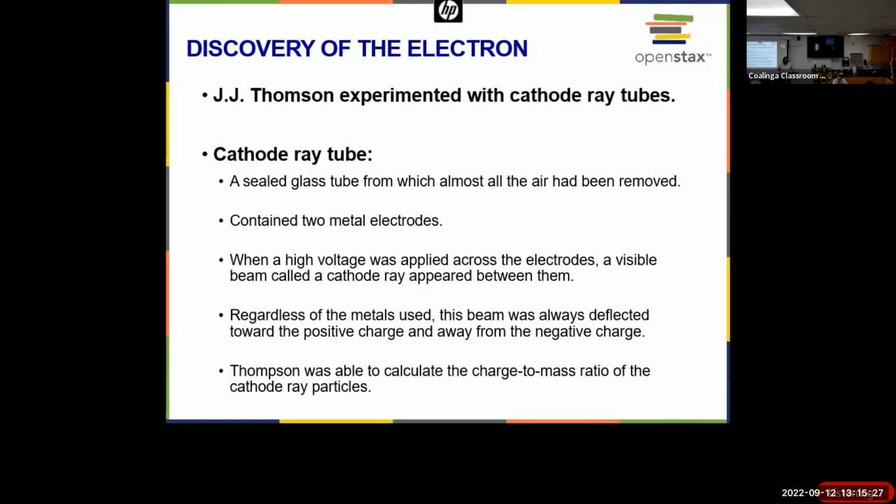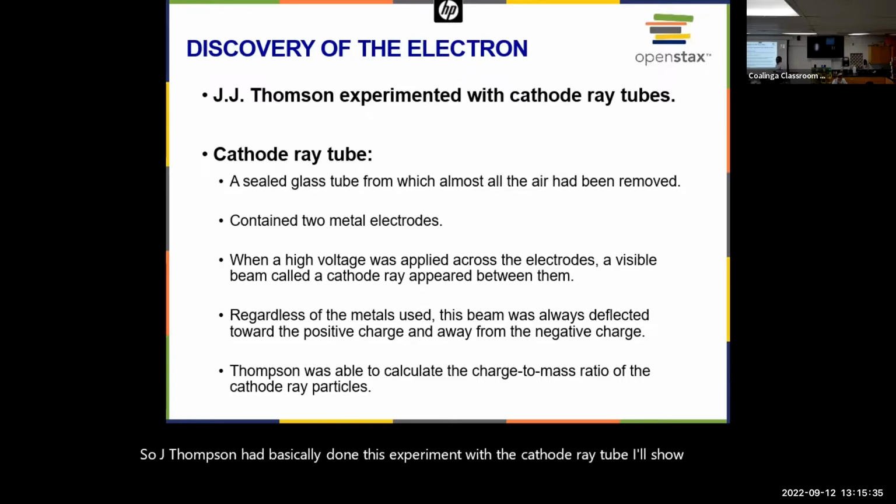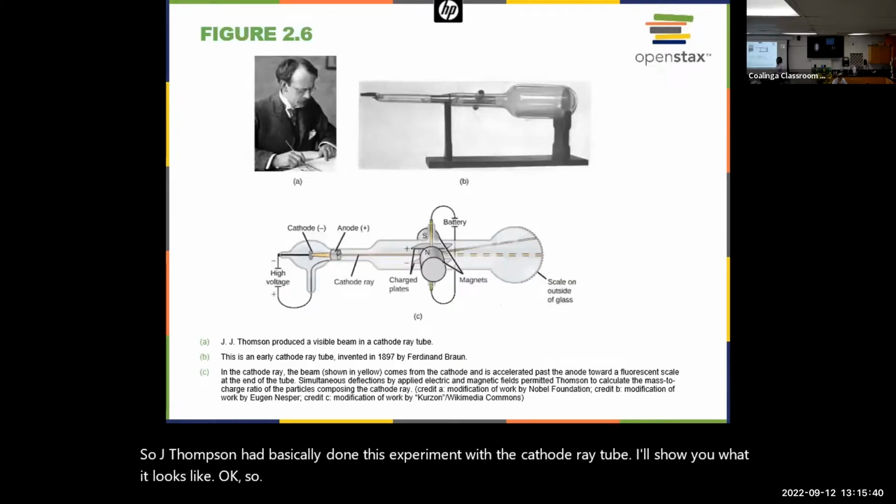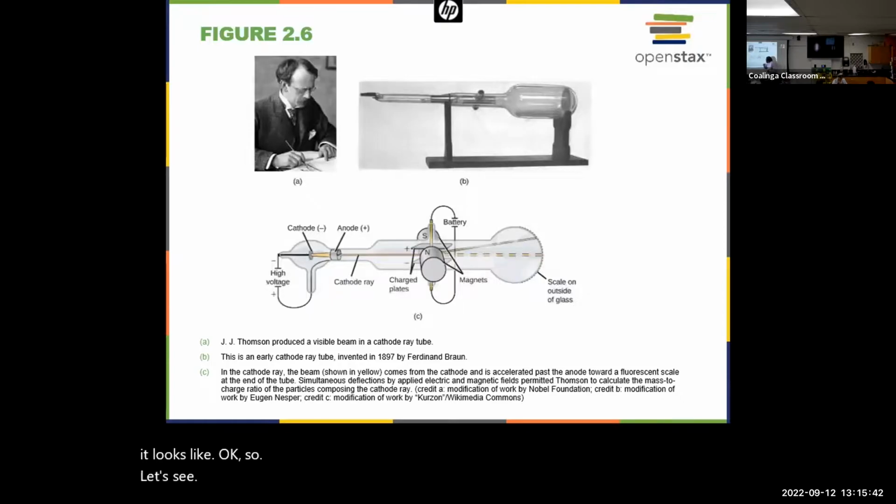Okay, so J.J. Thomson had basically done this experiment with the cathode ray tube. I'll show you what it looks like. If you take a look here, this is the cathode ray tube, right?